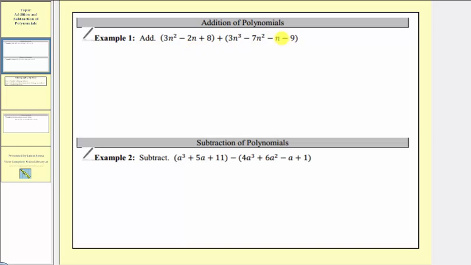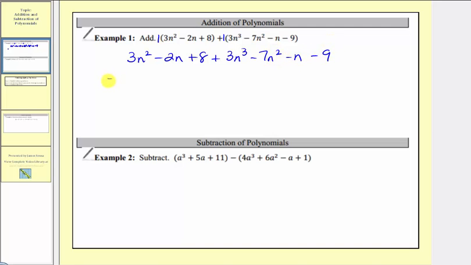So to clear the parentheses, if it's helpful, we can think of distributing a positive 1 here, and because we have addition, we can also think of distributing a positive 1 here. Well, we know when we multiply by 1, nothing changes. So when adding polynomials, we can simply drop the parentheses. We would have 3n squared minus 2n plus 8 plus 3n cubed minus 7n squared minus n minus 9.